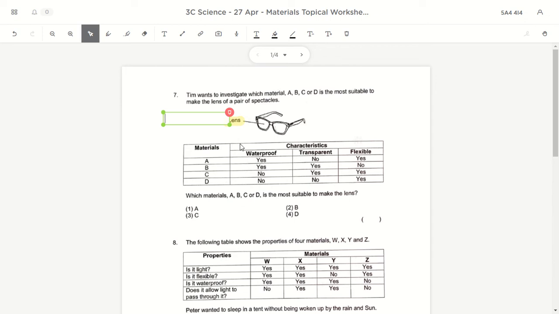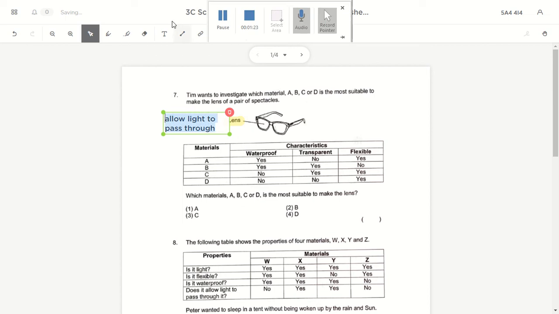Okay, so in terms of property, we learn 5 properties. We learn about strength, we learn about flexibility, transparency, whether it's waterproof, and whether it can float or sink. So these are the 5 properties that we have learned. So looking back at them, what property must the lens have so that it can work? If you think about what lens is used for, lens is used to see. So it must allow light to pass through. So always think back on the property of the material when you are answering a materials question.